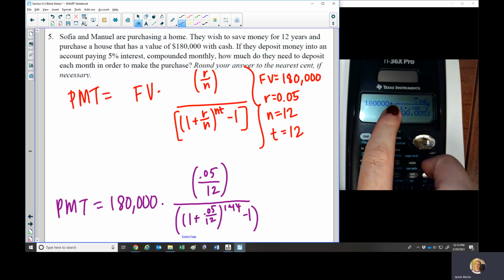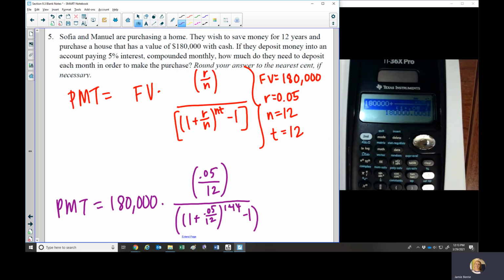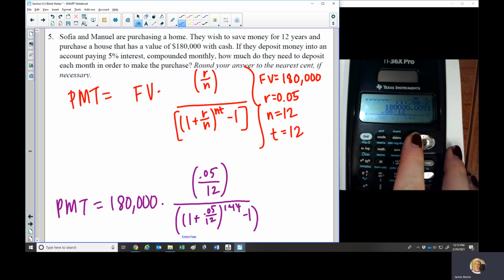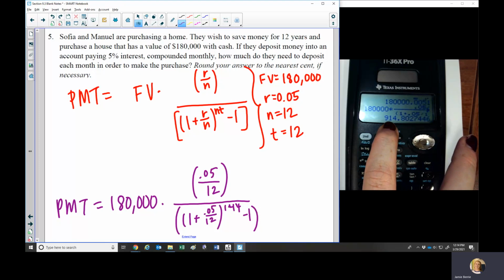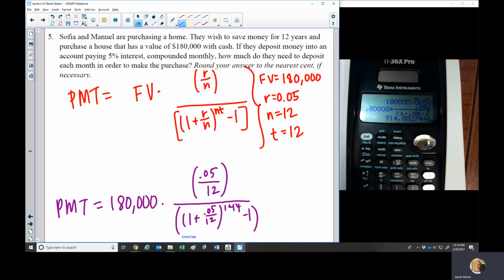Oh, look, I put a plus instead of a times. I'm like, okay, that's not right. Let me go ahead and fix that. All I did, if you saw what I did, I just scrolled up to the last thing I typed in. Now I can scroll over. I need to change that to a times, not a plus. There we go. They need to deposit $914.80.